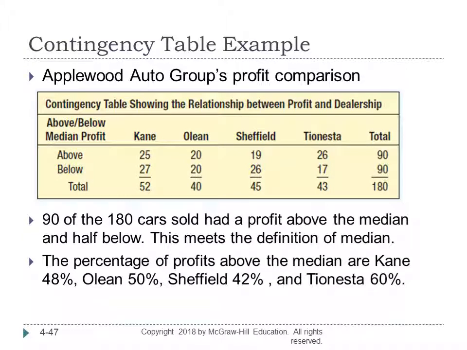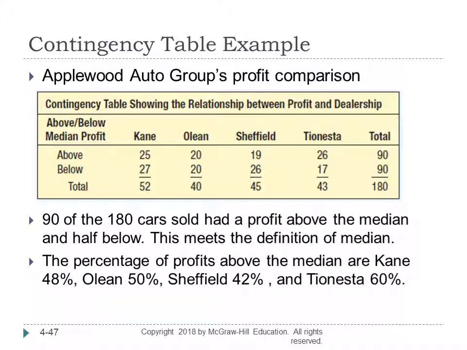Here is my contingency table, and it is the same example we started with. It is for the Applewood Auto Group profit comparison. You have the different locations. We started by comparing the number of cars sold at different locations. Now we're interested in the profit, so we want to compare the performance of the different locations when it comes to profit. So we had 180 cars, and here are the different locations.